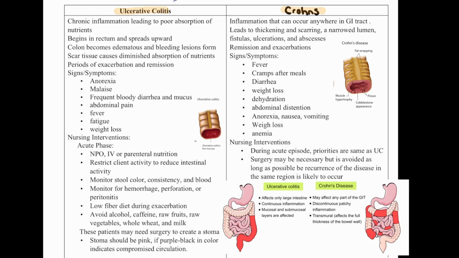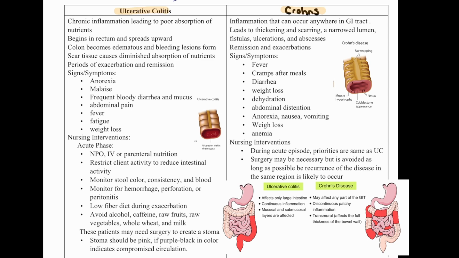Ulcerative colitis is chronic inflammation leading to poor absorption of nutrients. It begins in the rectum and spreads upward. The colon becomes edematous and bleeding lesions form on the mucous membranes. Scar tissue causes diminished absorption of nutrients. There'll be periods of exacerbations and remissions like any real autoimmune disease. Symptoms: anorexia, malaise, frequent bloody diarrhea and mucus, abdominal pain, fever, fatigue, weight loss.